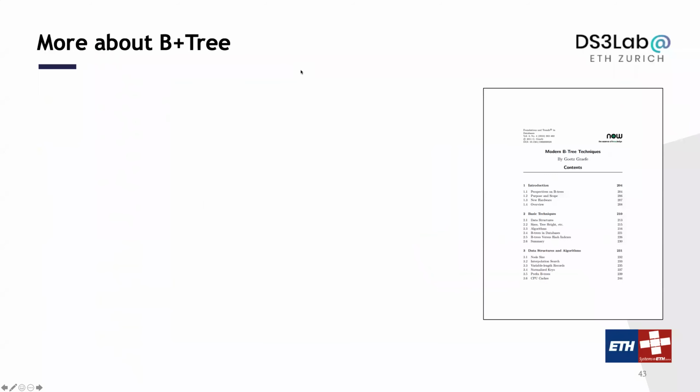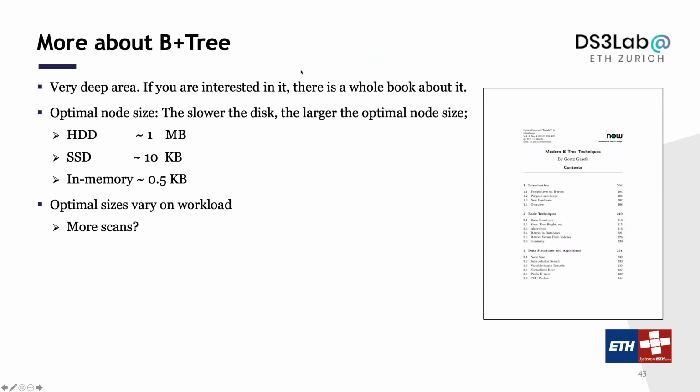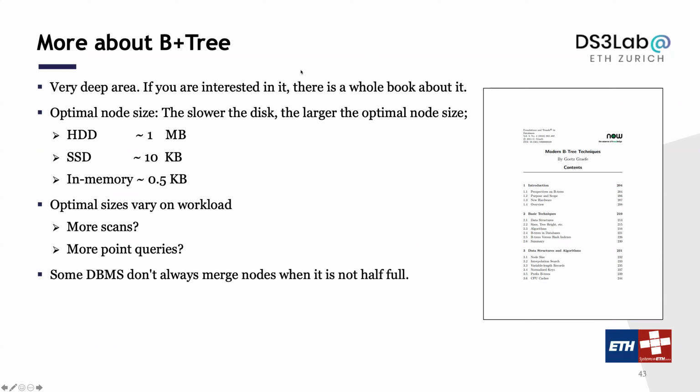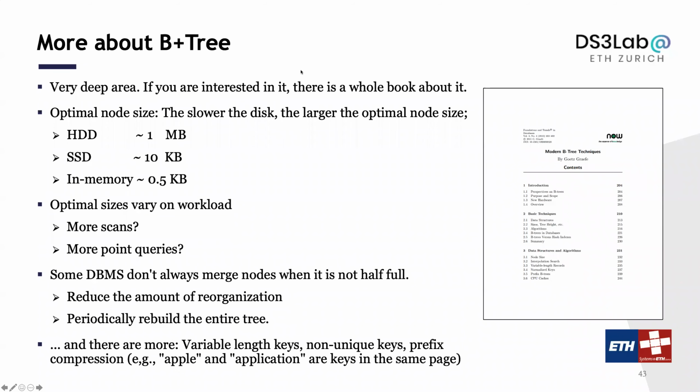Yeah, so B plus tree is something that you can do a whole bunch of crazy things about, if you want to optimize it, right? There's actually a whole book about it. You can optimize the node size for different hardware, right? And for different kinds of workload, you can balance the tree in different ways. And some databases do some tricks, for example, they don't merge nodes that are not half full, and so on and so forth, right? And also when you are dealing with integer keys, they do one thing.